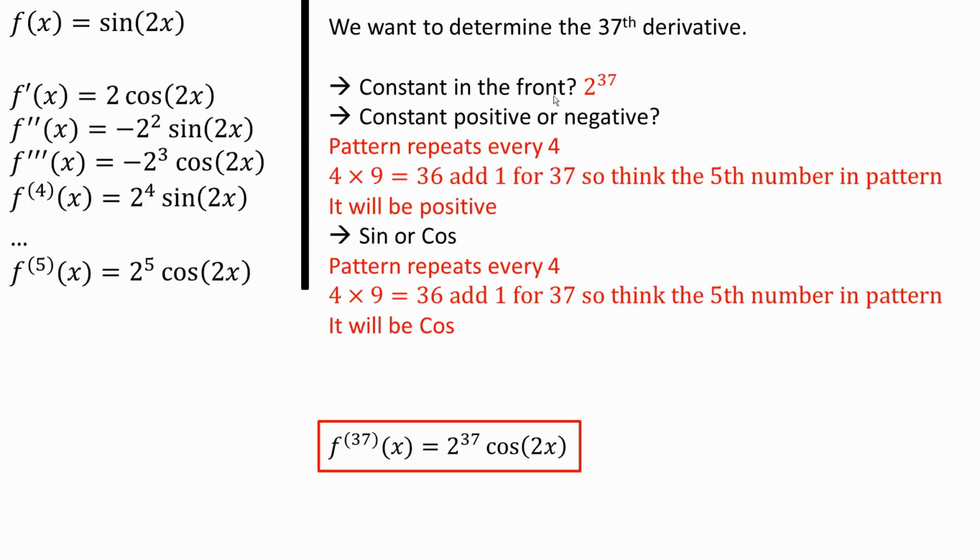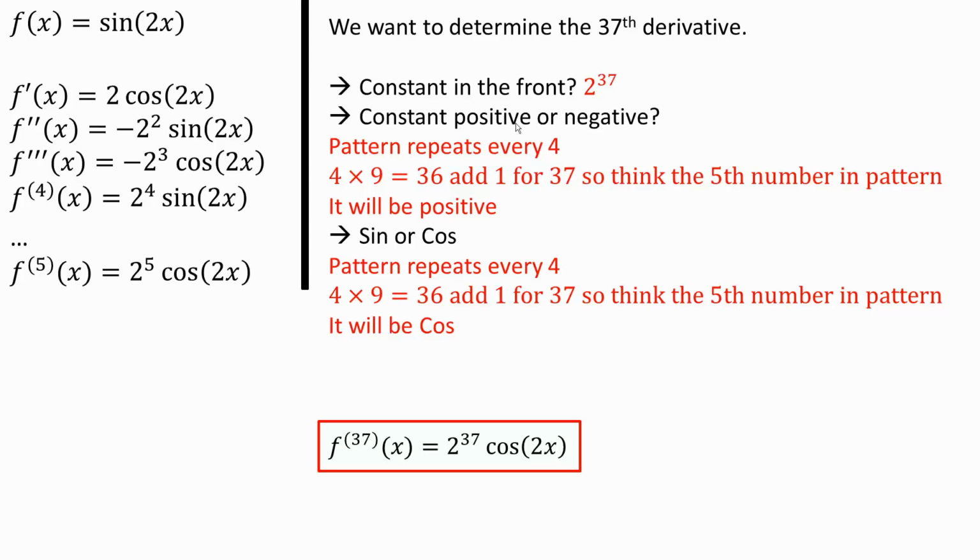So, the constant in the front. I want to find the 37th derivative. The first derivative had a 2, the second had 2 raised to 2, the third had 2 raised to 3. And so the pattern will be 2 raised to 37 for the 37th derivative.